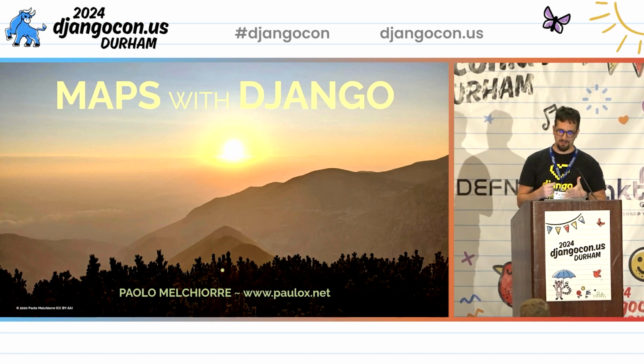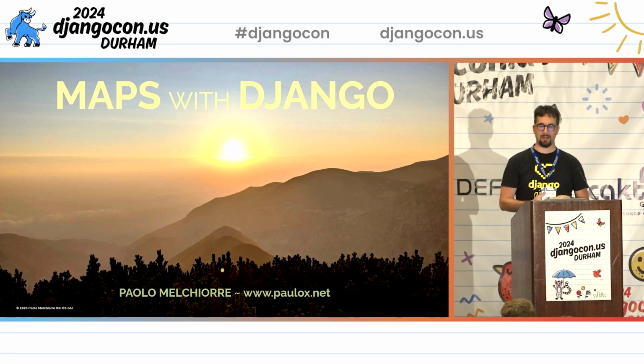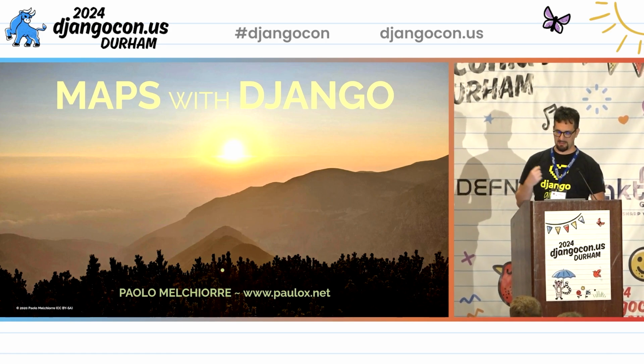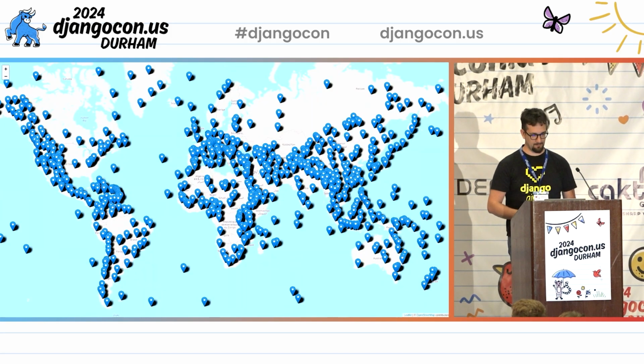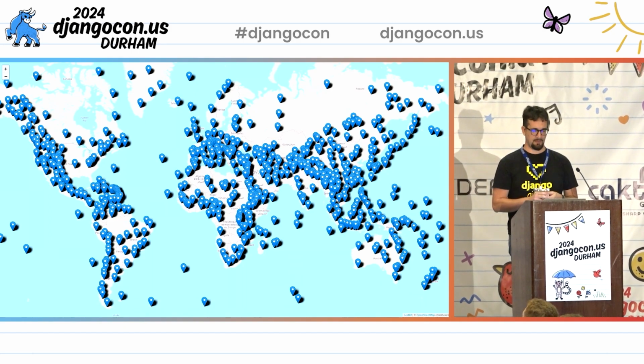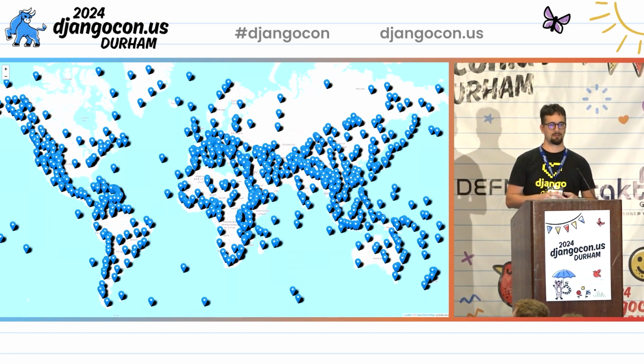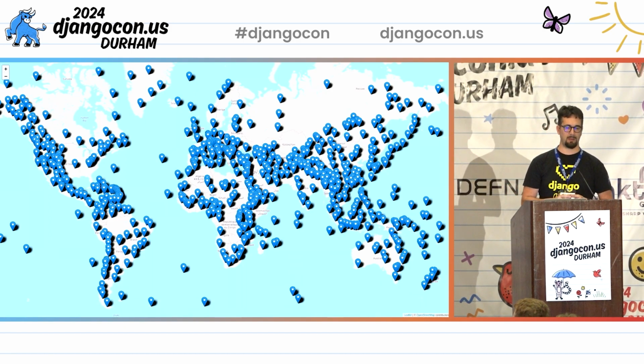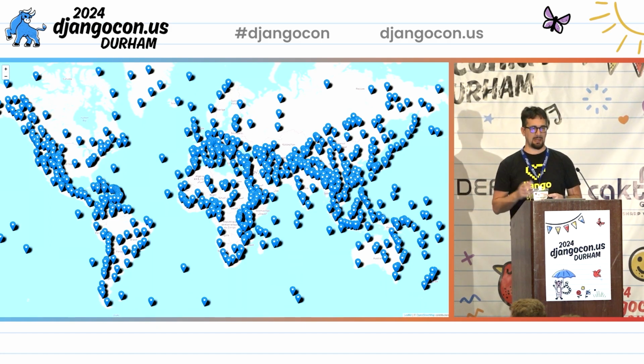If you're asking yourself what type of maps we can build with Django, let's see an example. This map shows mountain peaks all around the world. We all use maps like that every day in web or mobile apps. And I built this map with Django. In this talk, we'll build together a map similar to this one.